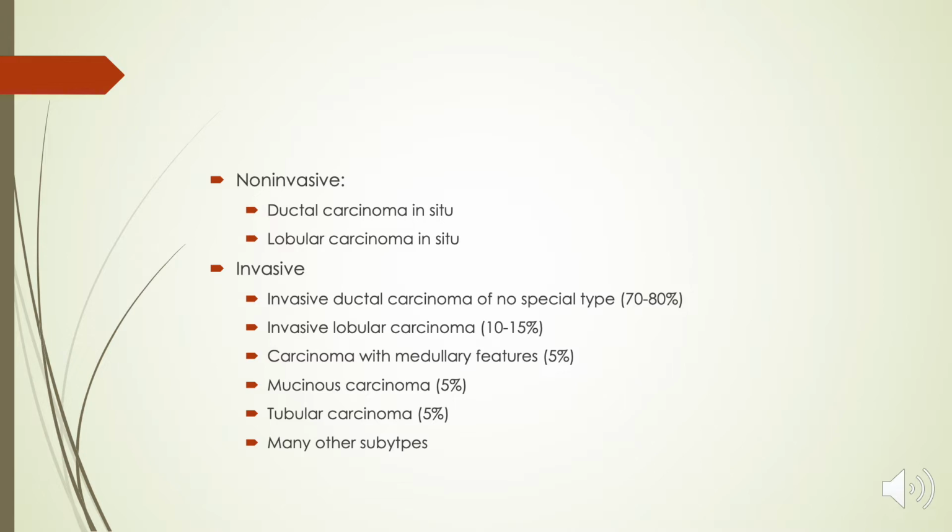The most common one is invasive ductal carcinoma of no special type, representing around 70 to 80% of the cases, followed by invasive lobular carcinoma, representing 10 to 15%. Other subtypes of invasive carcinoma include carcinoma with medullary features, mucinous carcinoma, tubular carcinoma, each one of those representing around 5%. There are many other rarer subtypes. You don't need to worry about these.